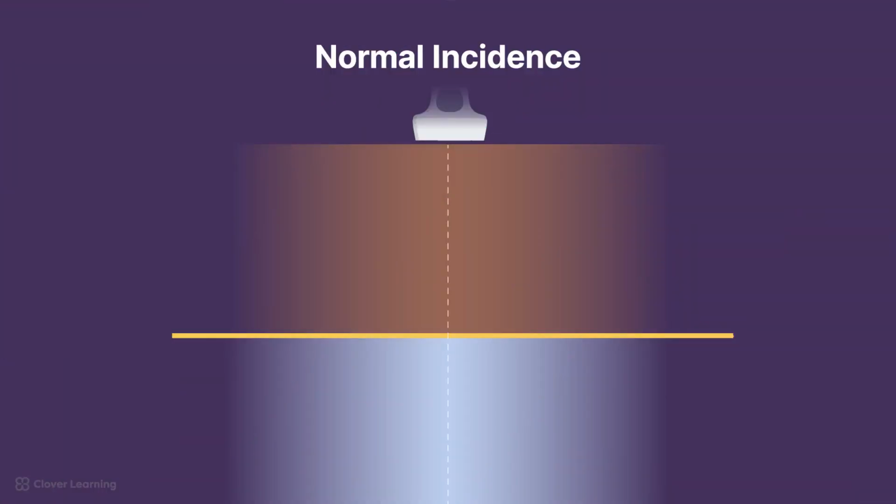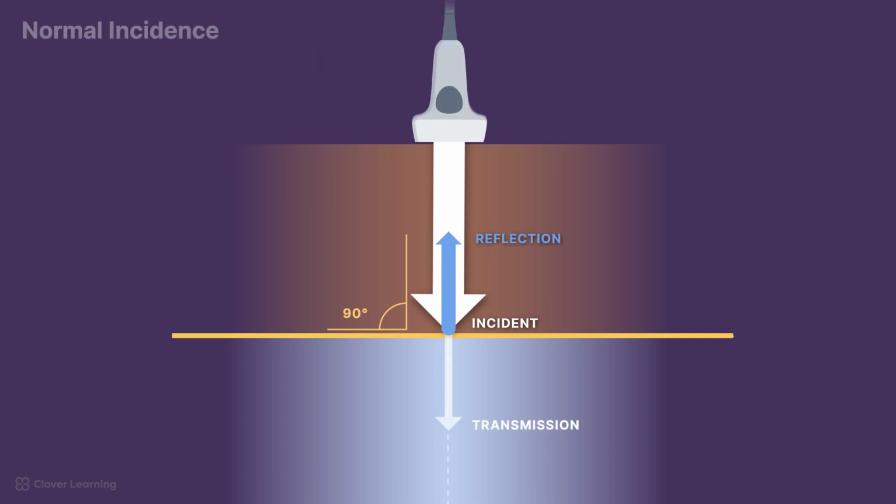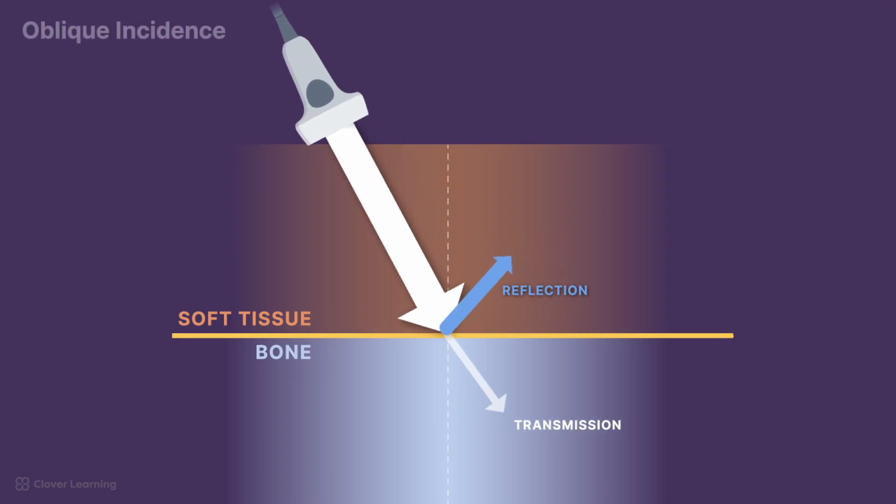When an ultrasound beam strikes an interface at 90 degrees, we refer to it as normal incidence. Another way of thinking about this is if the ultrasound beam hits a boundary between two mediums, like soft tissue and bone, perpendicular to the boundary, then it is considered normal incidence. If the ultrasound beam strikes the interface at any angle other than 90 degrees, we call it oblique incidence. The angle of incidence impacts how the reflected and transmitted parts of the beam will behave.